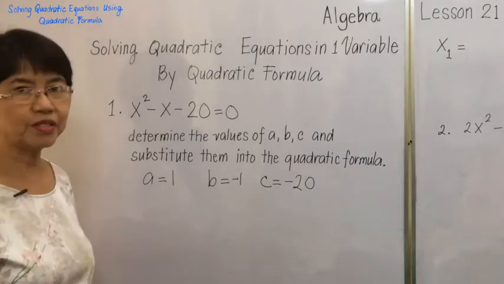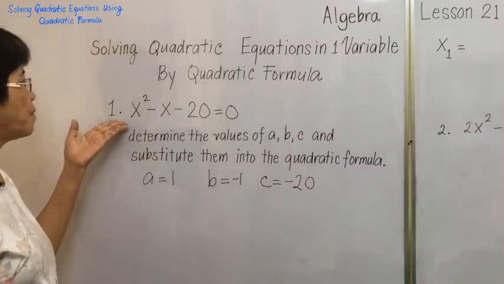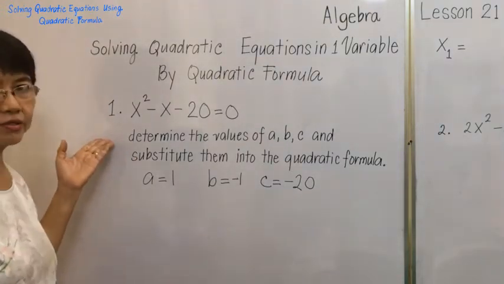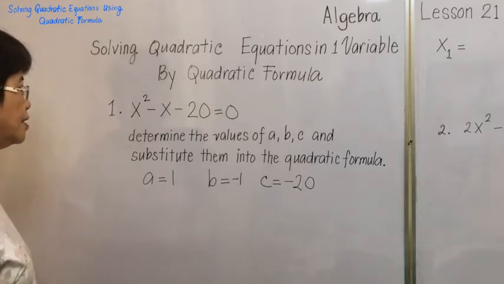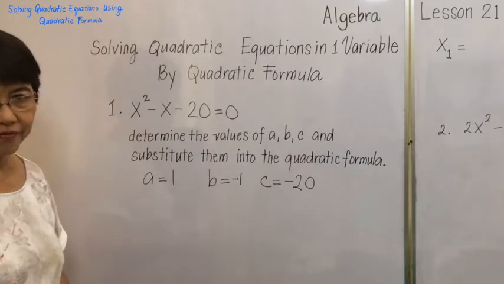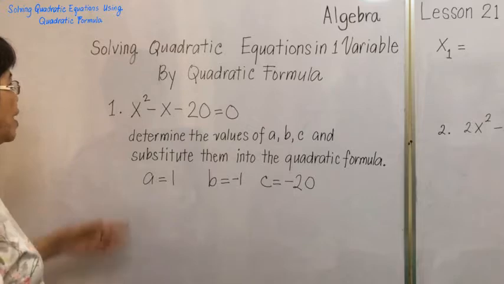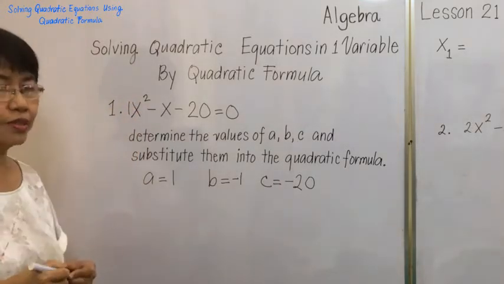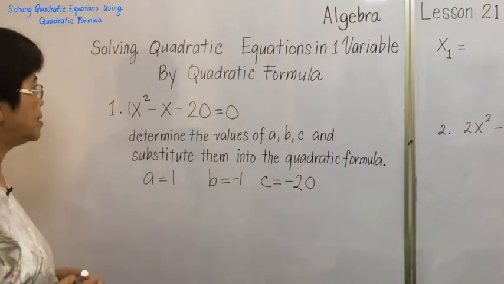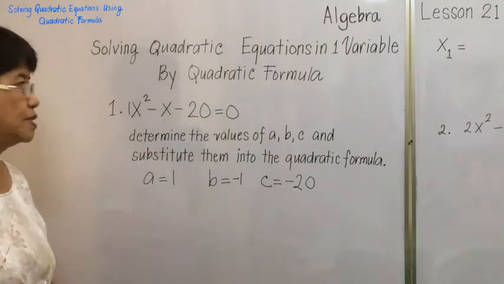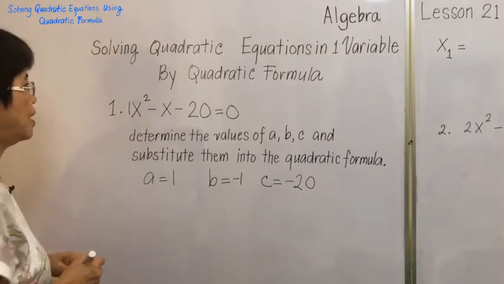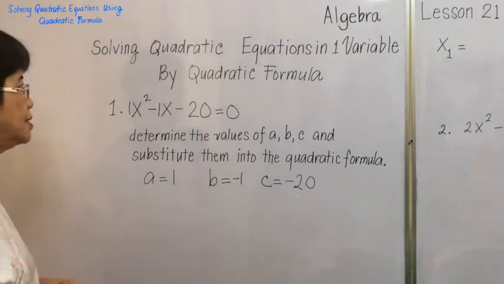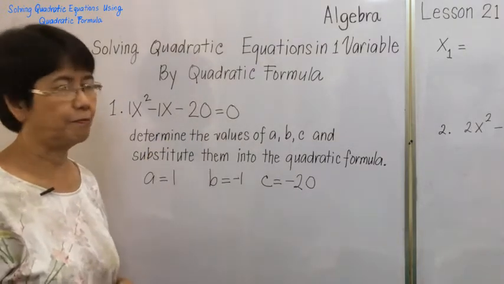Let us take example number 1. x squared minus x minus 20 equals 0. First, we determine the values of a, b, and c, and then substitute them into the quadratic formula. So here we have a is equal to 1 because it is understood that there is a 1 there, although it is not written. And then you have here a negative 1. So b is equal to negative 1 and c is equal to negative 20.